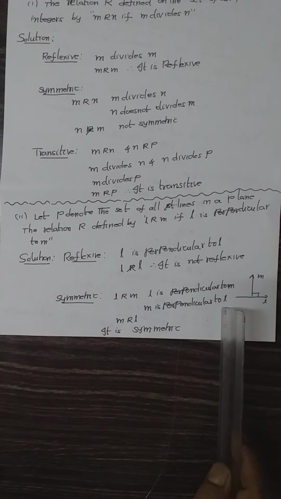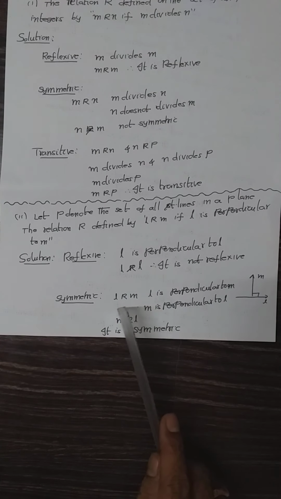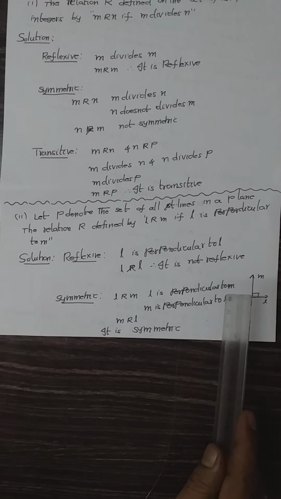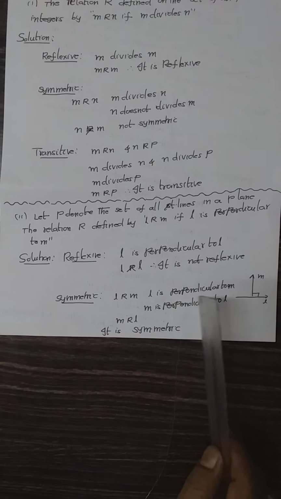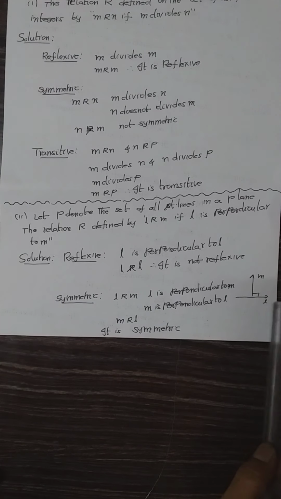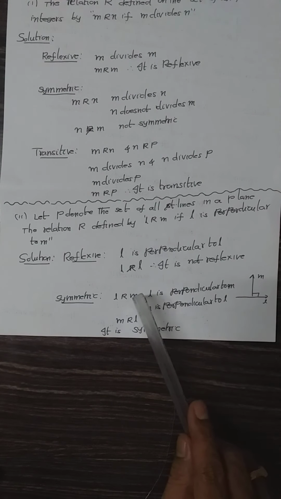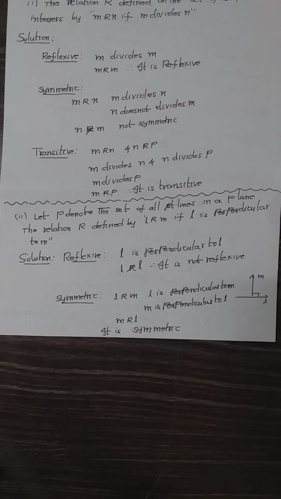Same thing we did in the previous problem also. So L is related to M. This is a relation. What is the corresponding statement? L is perpendicular to M, and we have to check whether M is perpendicular to L or not. If it is perpendicular, M is related to L. So here I draw one diagram. You see, this line L is perpendicular to M because the angle is 90 degrees. Definitely M is also perpendicular to L. So if L is related to M, definitely M is also related to L. So it is symmetric.